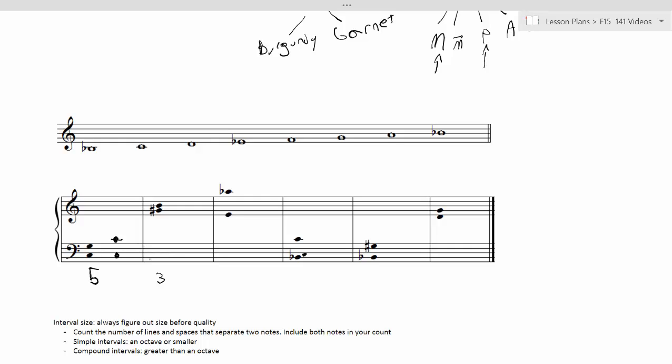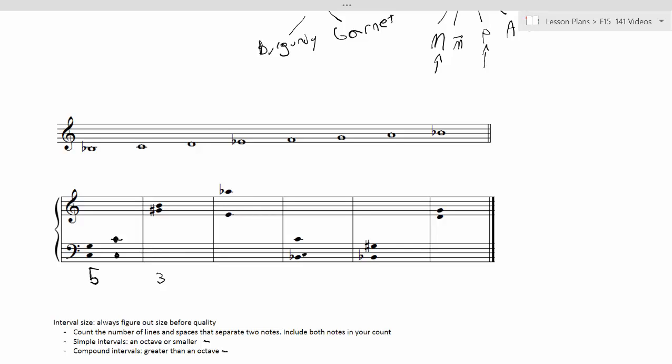So we've been dealing with intervals that are an octave or smaller. These are called simple intervals. Okay. When an interval is greater than an octave, it's called a compound interval. Okay. Compound intervals can be reduced to simple intervals just by lowering the top note by an octave or raising the bottom note by an octave. Okay. But sometimes it's useful to know what the actual interval size is in the compound interval itself.